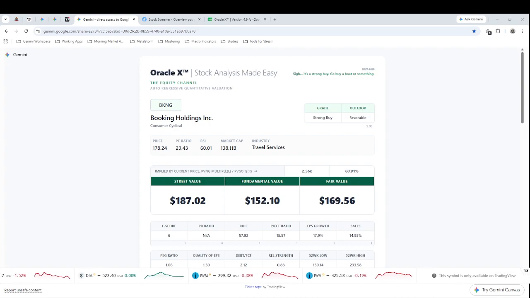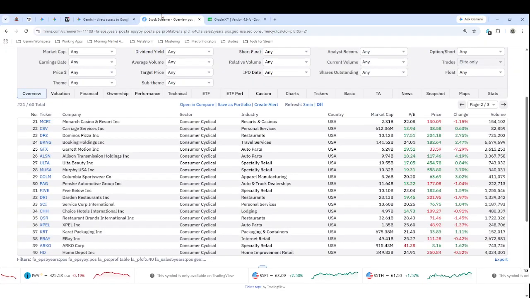All right. So booking we have here trading below their street value. F score is present. Return on invested capital is present. Just shy of that. Just shy of what we need. But their relative strength is better than DPZ though. All right, we'll make a note of that. I'm just gonna write that down and move on. Right, take your notes and move on.